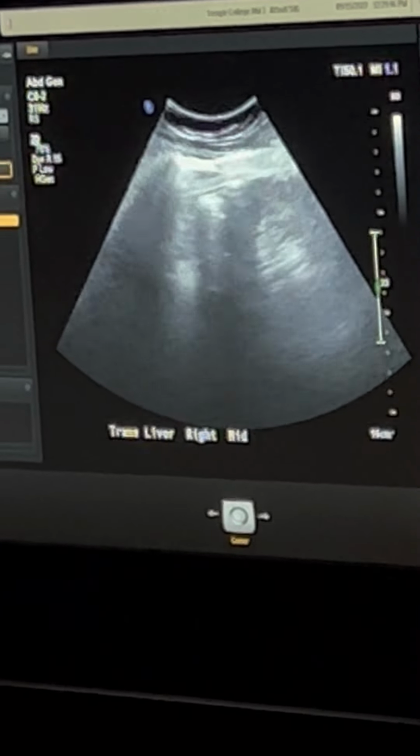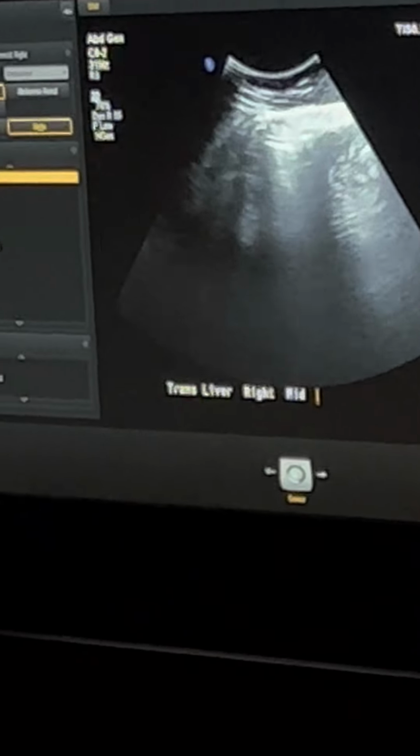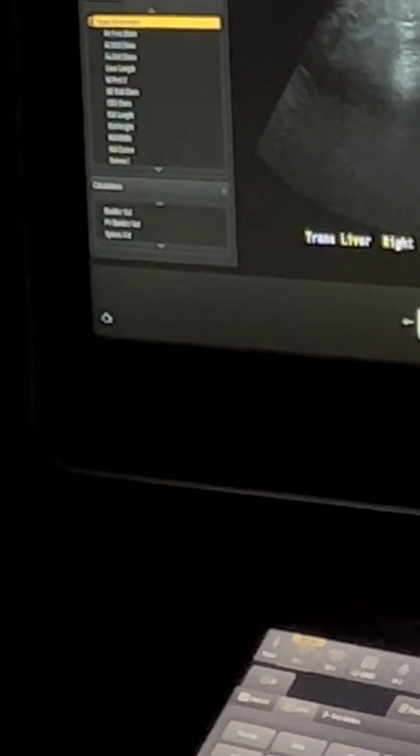I think the mid is the hepatics. Is that the landmark it says on here? It says gallbladder and then the MPV for mid. For trans? Yeah, right liver trans mid. Okay. Yeah. Alright, deep breath.